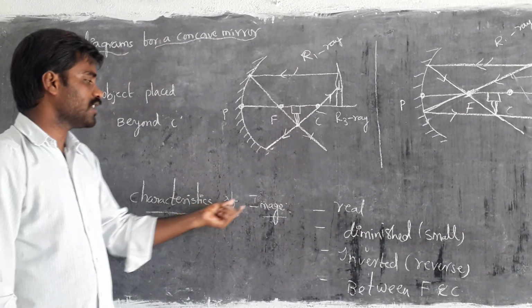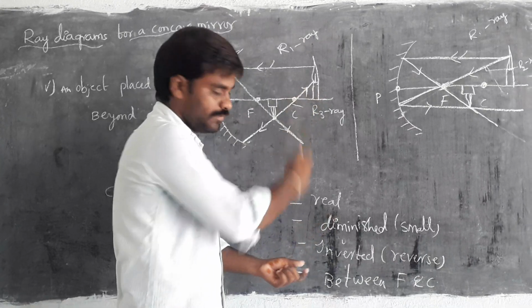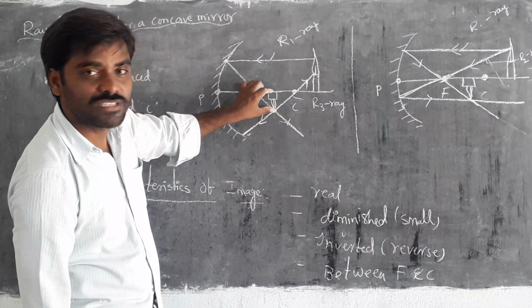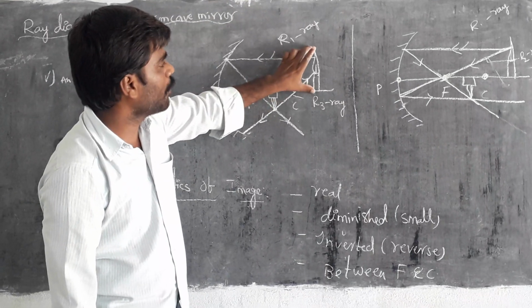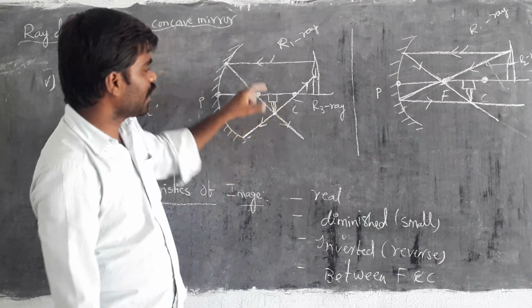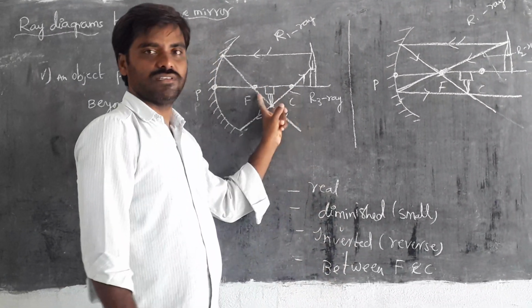I am looking into the characteristics of the image. It is a real image, meaning it is possible to capture on the screen. Then it is diminished. See the condition? The size of the image is very small compared with the size of the object. Then it is inverted, as we are already clearly watching. Then the place is between F and C.